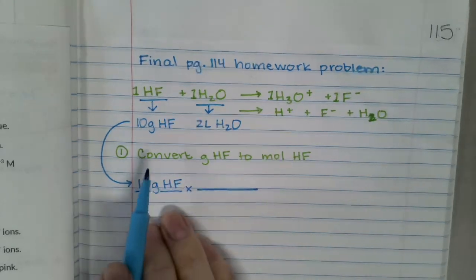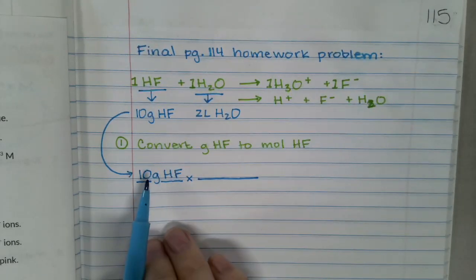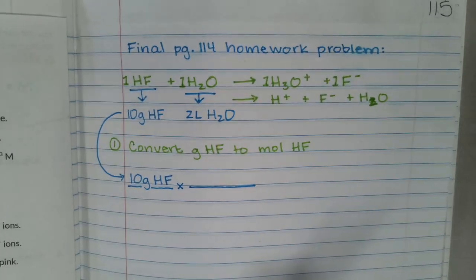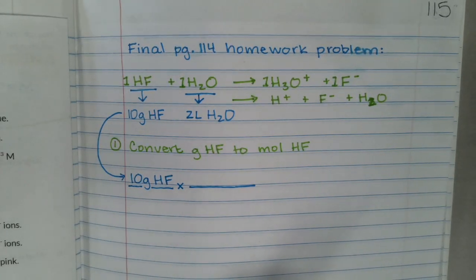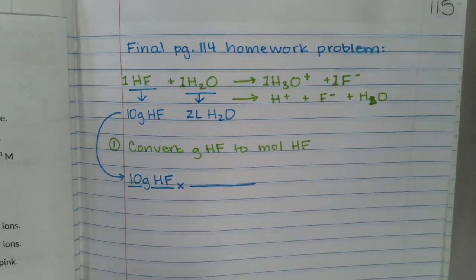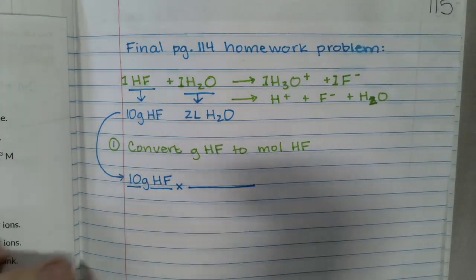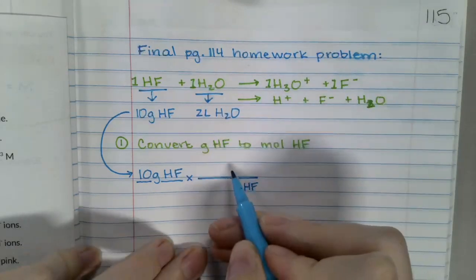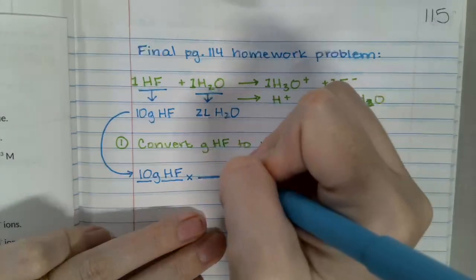Yes, okay. So if we've got grams of hydrogen fluoride here and we want to get to moles, how do we set that up? We got grams, we want to get to moles. How are we going to do it? Good, grams on the bottom. Okay. And then what goes up here? Moles. Good.